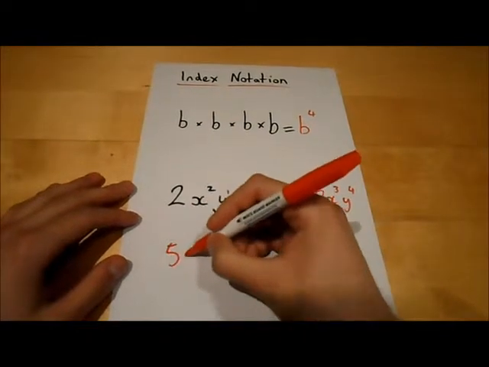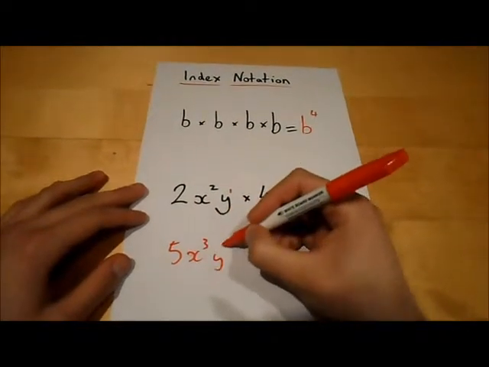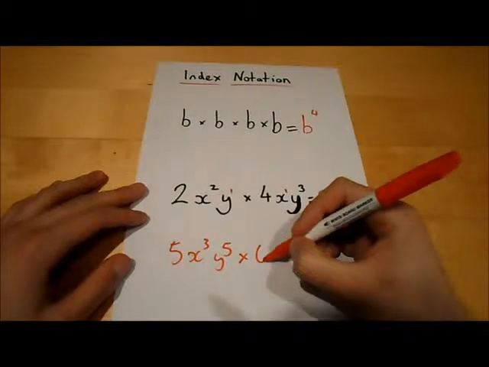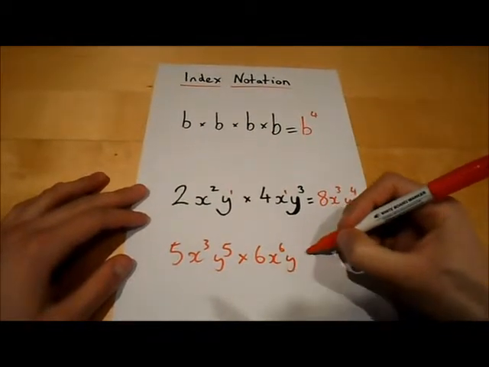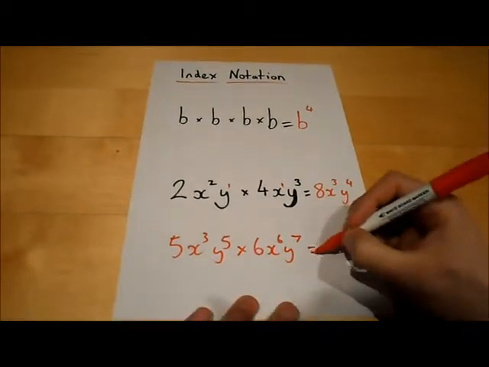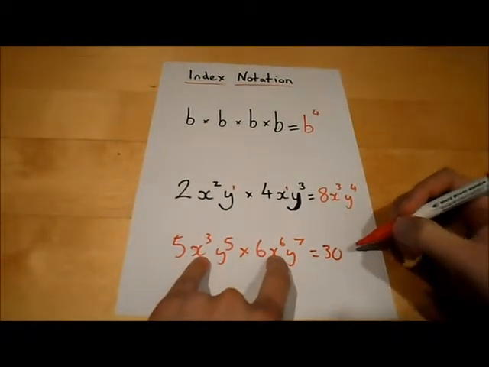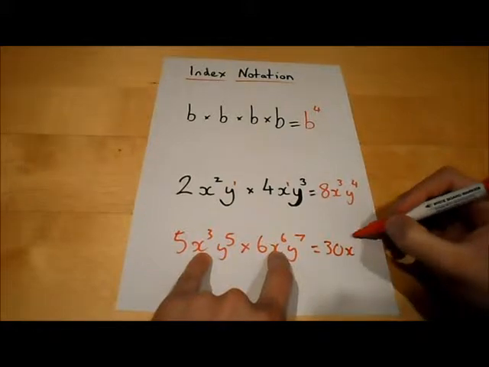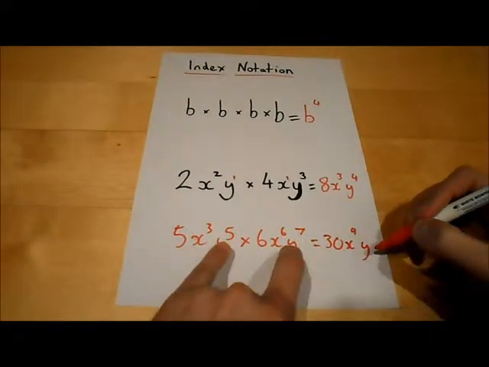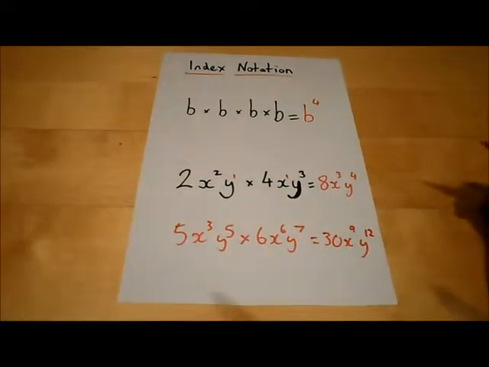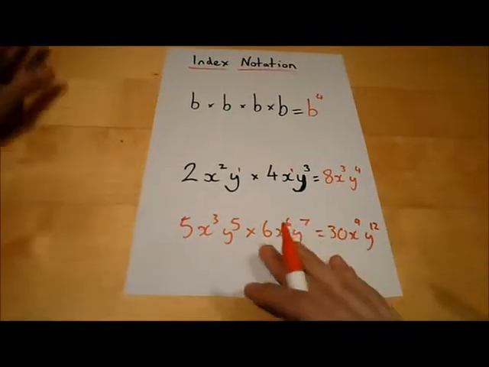So if I was to say 5x cubed y to the power of 5 times by 6x to the power of 6 y to the power of 7, that would just be 5 times by 6 is 30, x cubed times by x to the power of 6 is x to the power of 9, and then that'd be y to the power of 12 because of 5 and 7.